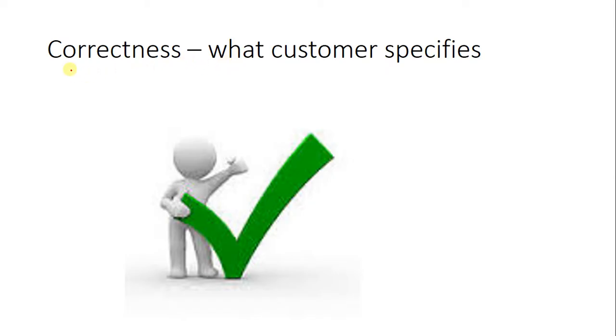So what is correctness? Correctness is what the customer specifies. If the customer says 2 plus 2 is equal to 5, then this is the correctness. You should implement your software to provide the customer 2 plus 2 that equals 5. So correctness is nothing but the customer's specifications. It's not about a universally correct or incorrect answer.